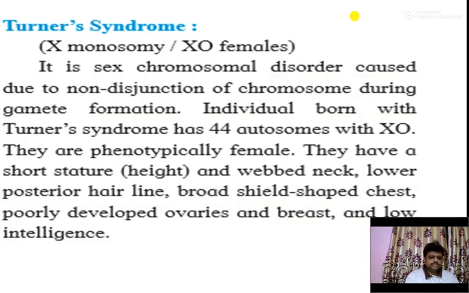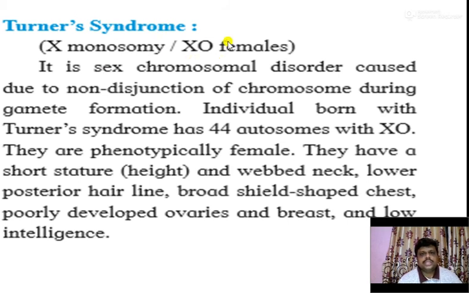Let us see one more syndrome, that is Turner syndrome. Okay, so this is called a monosomy. It is a sex chromosomal disorder caused due to the non-disjunction of the chromosome during gamete formation. Offspring born with Turner syndrome has 44 autosomes with X0.